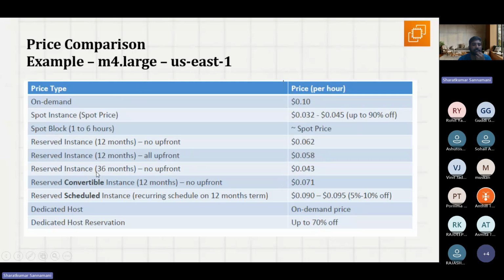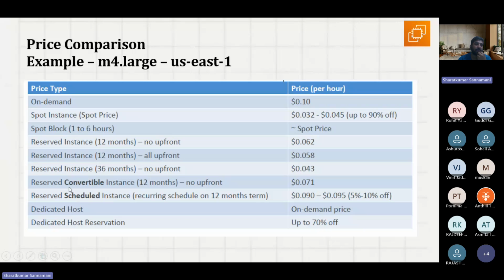So again, for 36 months, which means 3 years, they have a commitment of 1 year and 3 years only. You can't go ahead and reserve for only 6 months. You need to mandatorily use 1 year or 3 years, either of the two options.